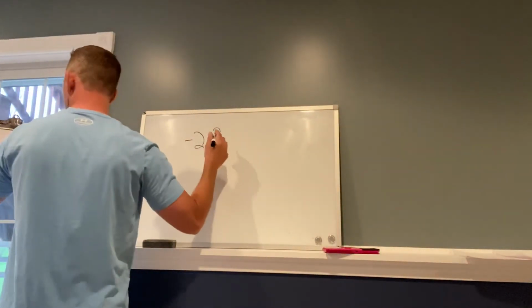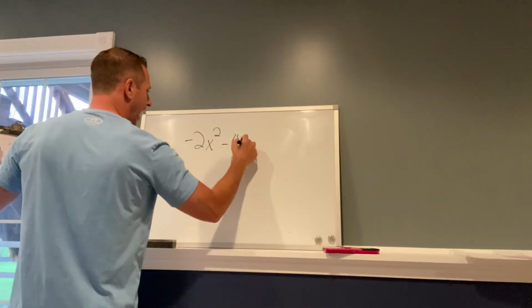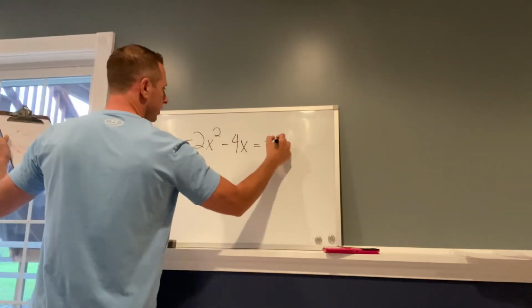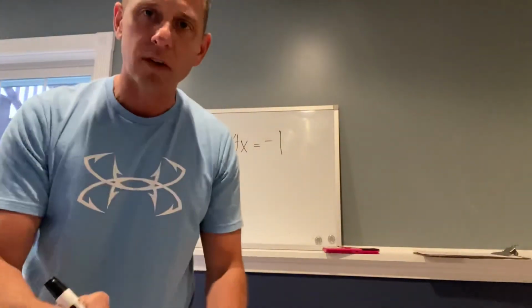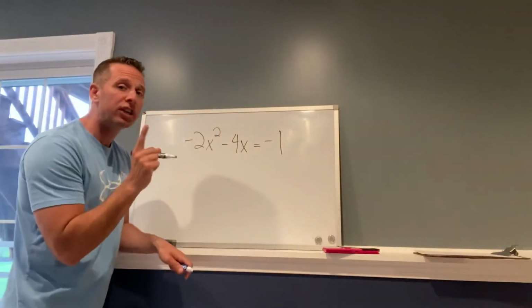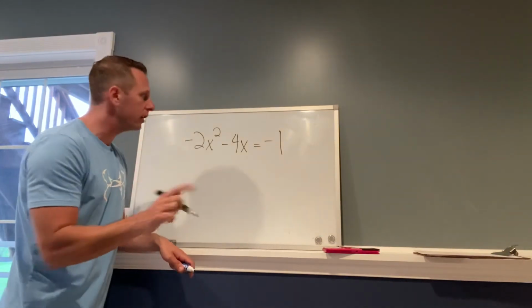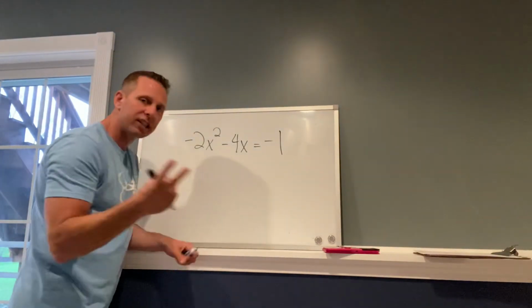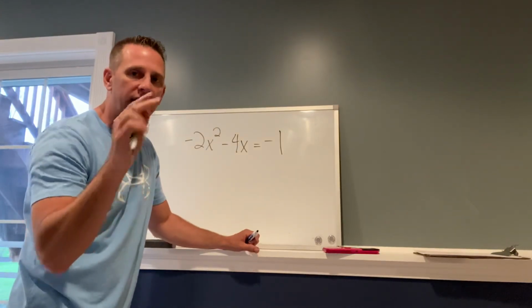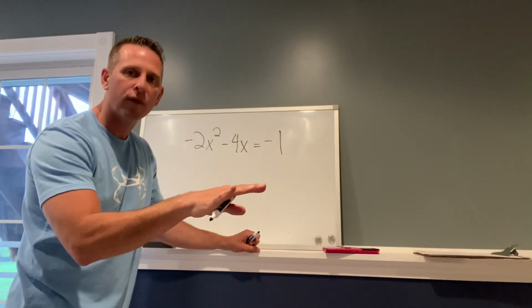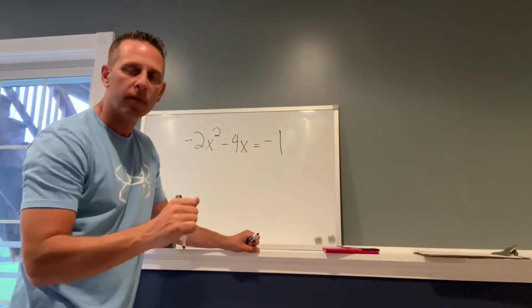-2x squared minus 4x equals -1. I want you to solve that by using the quadratic formula. First step, make sure it's equal to 0. Second step, find A, B, and C. Then substitute those into the quadratic formula and give me your solutions.